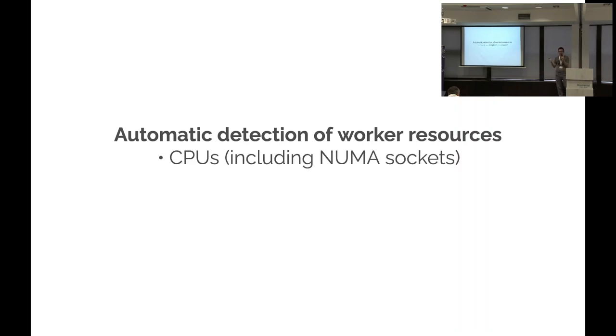If you run the worker on some node, we assume that it will provide all the resources of that node. So you don't have to specify them, because the worker can automatically detect them. When you start the worker, it will detect how many CPUs it has and in how many NUMA sockets they are, how much memory it has, and also how many NVIDIA and AMD GPUs are available on that worker. So it is automatically detected. You don't need to specify that.